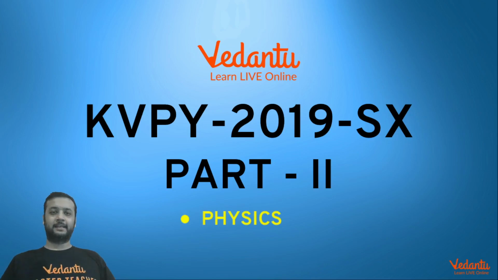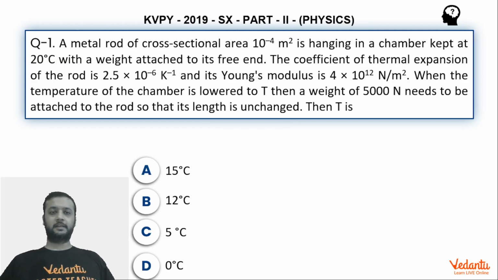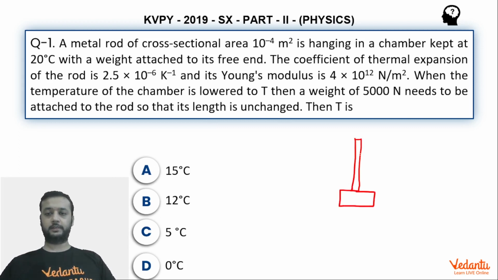Hi dear students, let's see this question that came in KVPY 2019 SX part 2 physics paper. So basically what's happening over here, we have a metallic rod and there is some weight which is hanging over here. The temperature of this rod is 20 degrees Celsius.